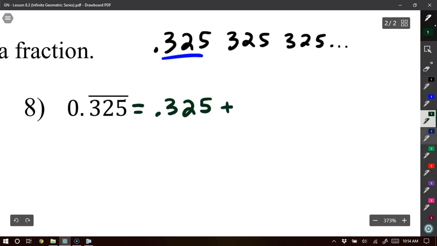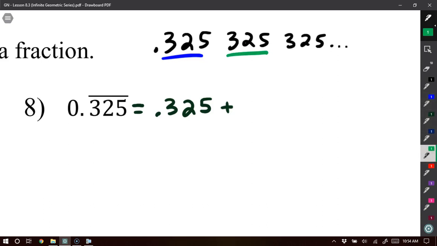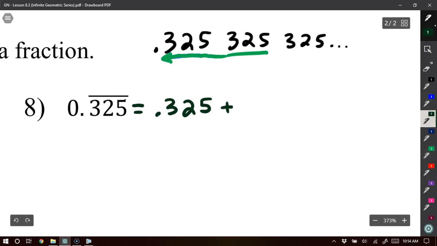Plus, well, I'm going to have to write down this 325. However, there are 3 numbers to the left of it. So I'm going to insert 0.1, 2, 3. I'm going to insert 3 zeros and then the 325.